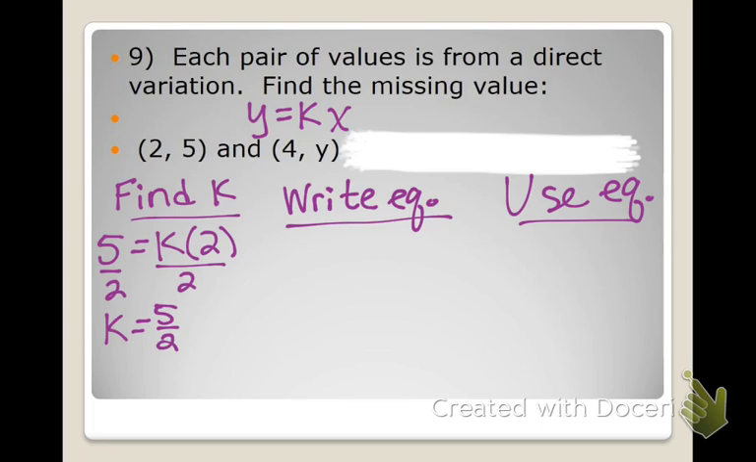Questions about finding k? When we write an equation for these, what's the only thing that gets plugged in? K. The k. Only the k. Everything else stays. So y equals 5/2 times x.